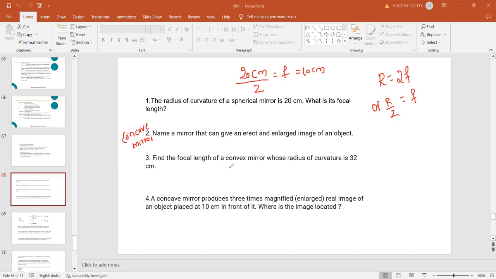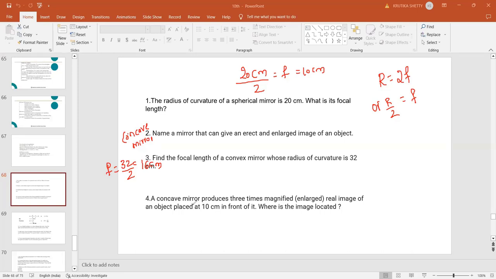Find the focal length of a convex mirror whose radius of curvature is 32 centimeter. So it is similar to that. Therefore, focal length is equal to 32 by 2. So it is 16 centimeter. Let us go for the next question. Miss Nandish, mute yourself. Next question.